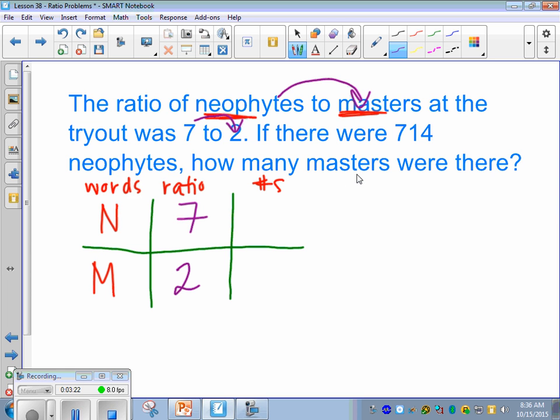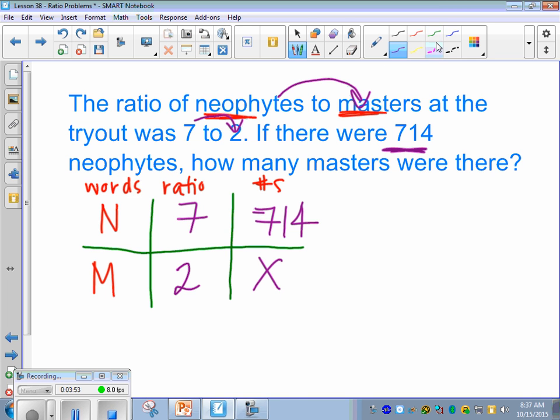And finally, it tells us if there were 714 neophytes, how many masters were there? So where is the 714 going to go? Drew? In the top right column. Perfect, because it says neophyte, so it needs to go in the neophytes row. So we're going to do 714 here. And finally, what we want to know is how many masters were there. So masters is going to be our x. It's going to be our unknown.